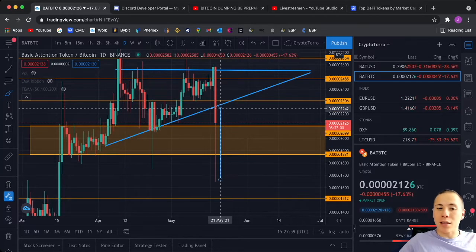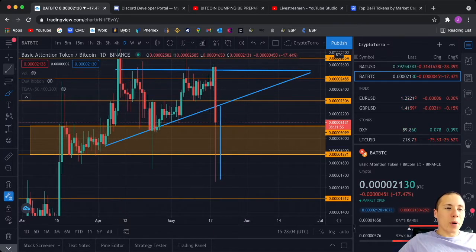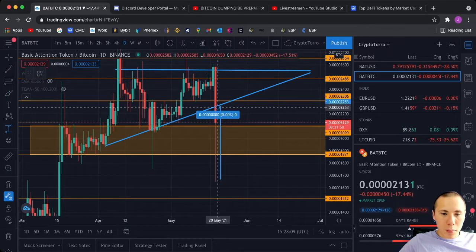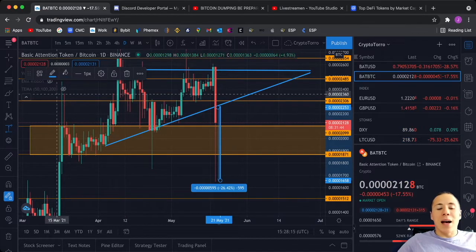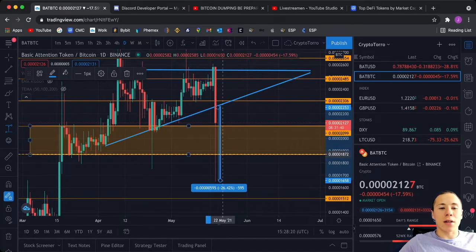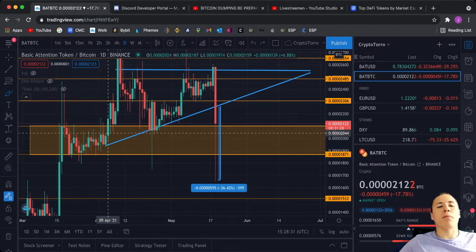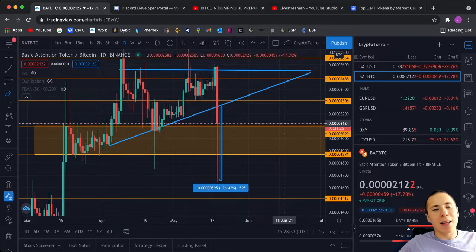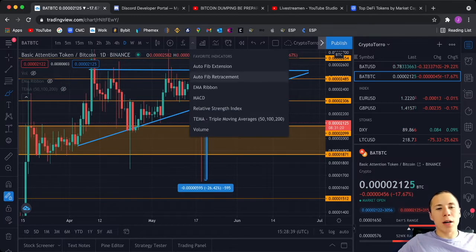But if it doesn't, and this wick actually goes all the way down, and we see this breakout towards the downside being created, this breakout could be approximately, let's take a quick look, 26% towards the downside. But as I said before, I personally don't think that we will be seeing Basic Attention Token go below this orange box, especially because it served, as I said before, as very significant previous support and resistance. So that is just how this is looking for the moment on the Bitcoin chart.